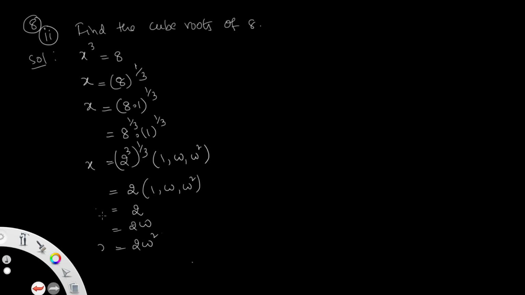Therefore the roots are 2, 2 omega and 2 omega square. That's all. Then go to question number 9, the last question, a very easy question.